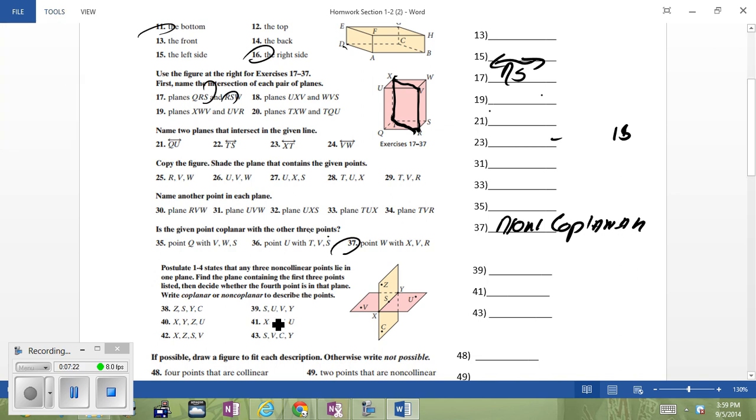Okay, so the question here for number 43, let's say, is are the points S, V, C, and Y all on the same plane? Okay, so remember, if we can find a line that goes through 3 of them and the 4th one is not on that, then it's in the plane. So S, V, Y, and C. S, V, and Y are all on the pink plane. C is down here, so they are non-coplanar. They are non-coplanar in number 43.